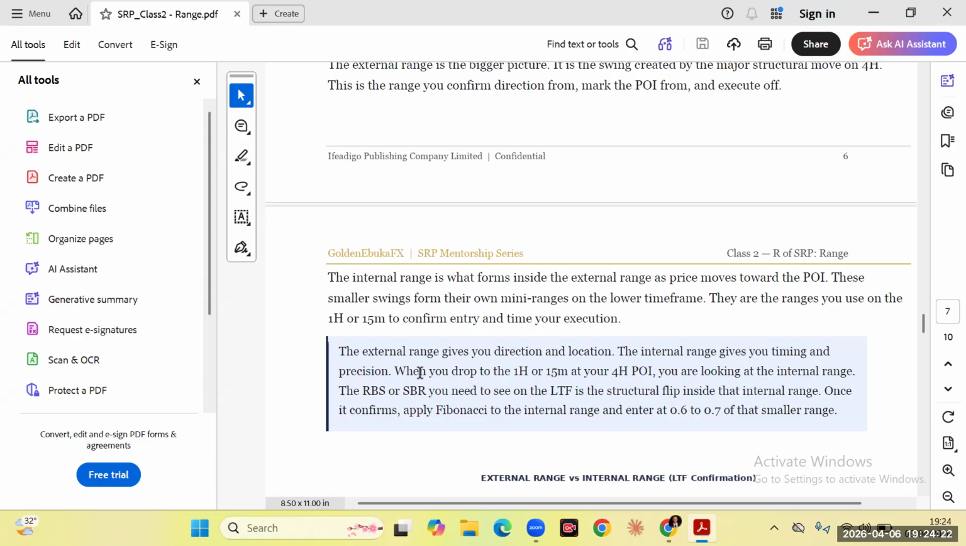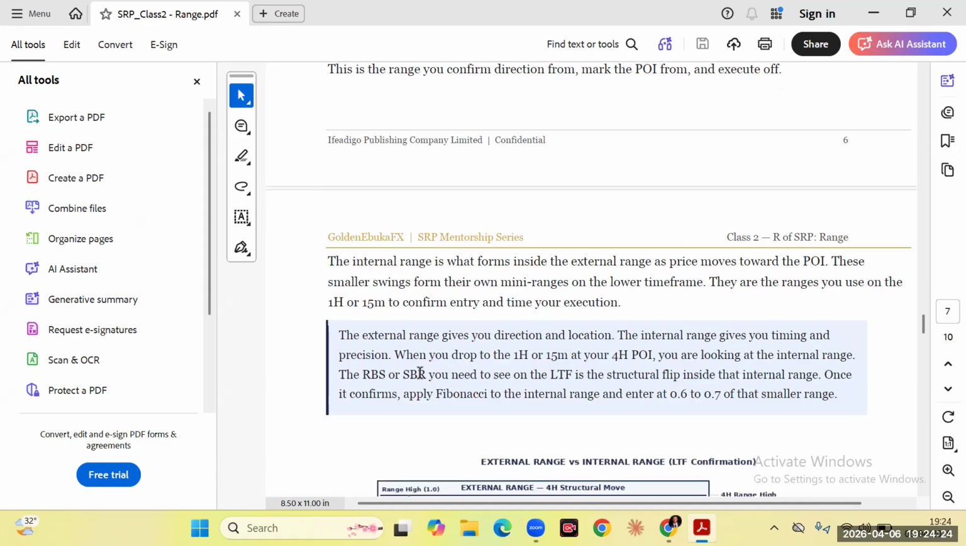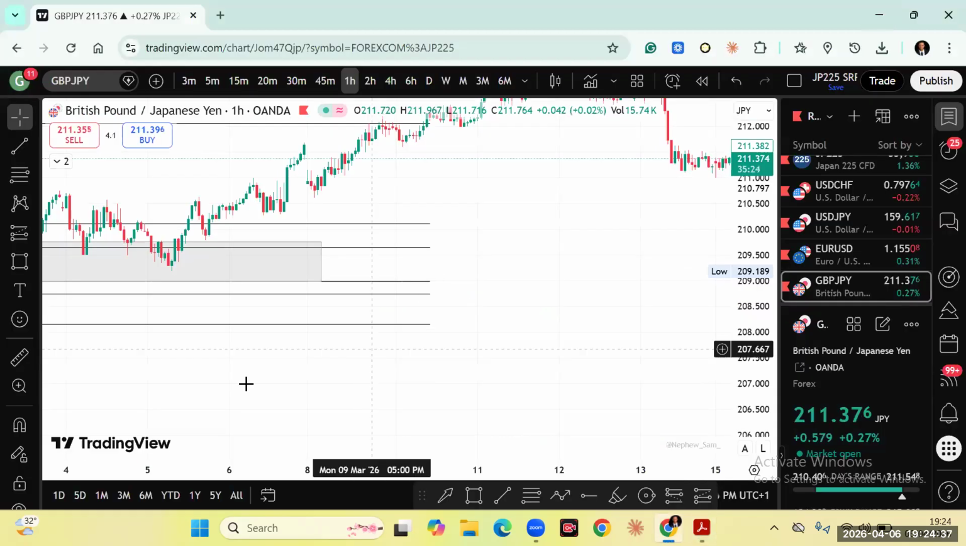So internal range gives you timing and precision. When you drop to 1 hour or 15 minutes at the 4-hour POI, you are looking at the internal range. So the RBS or SBR you see on the lower time frame is that internal range. That's the internal range, and you want to enter at the right internal range.